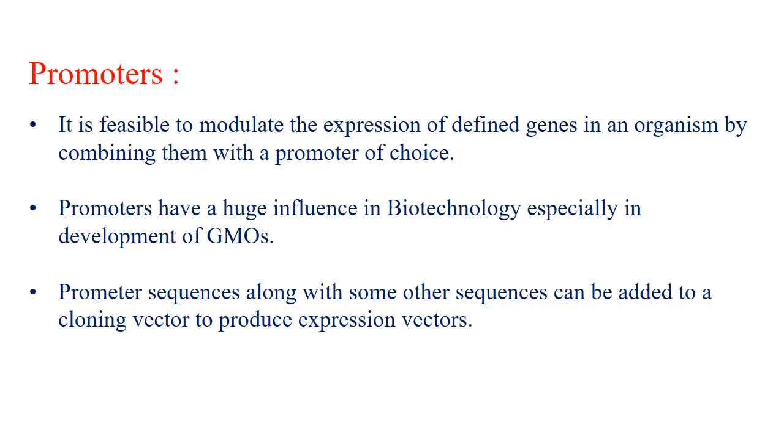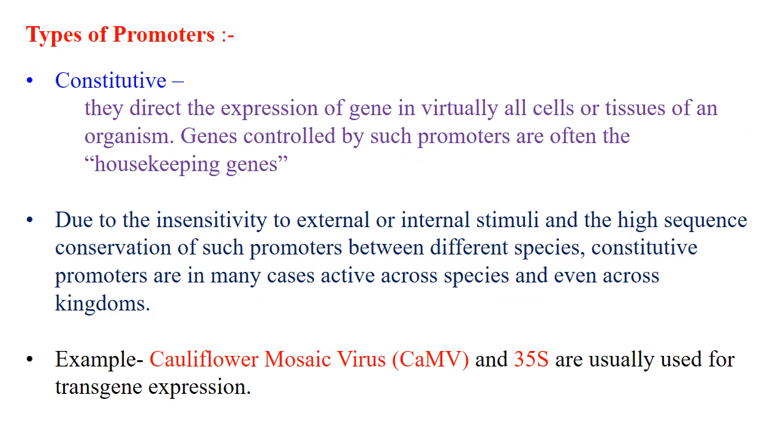That's why we also have a branch of study called promoter engineering to express more and more product of a particular gene in a host system. We can engineer the sequences of the promoter region by which we will get more product from the sequence. Promoter sequences along with some other sequences can be added to a cloning vector to produce expression vectors, which we have already discussed. Now there are three types of promoters.